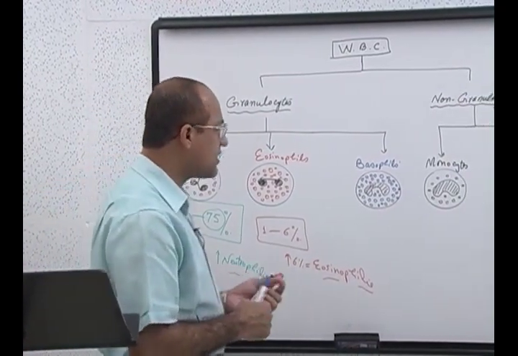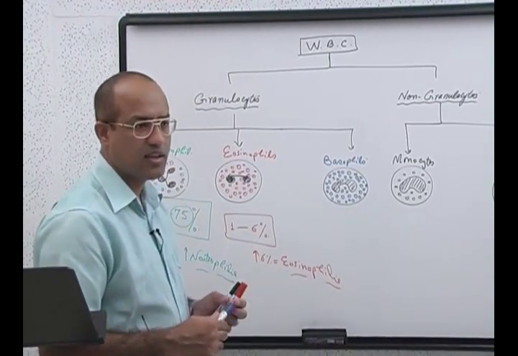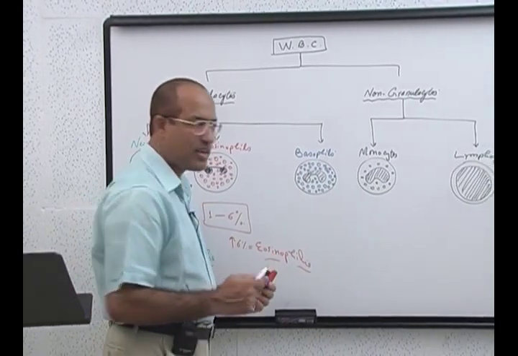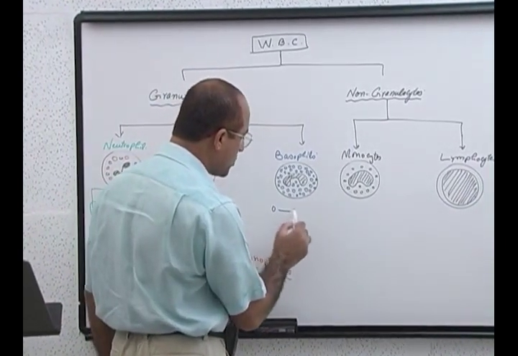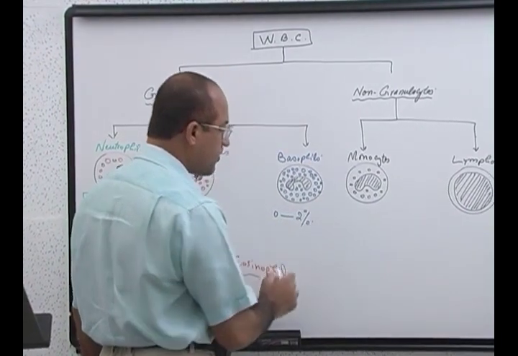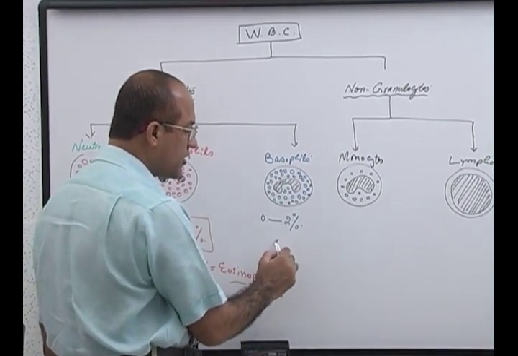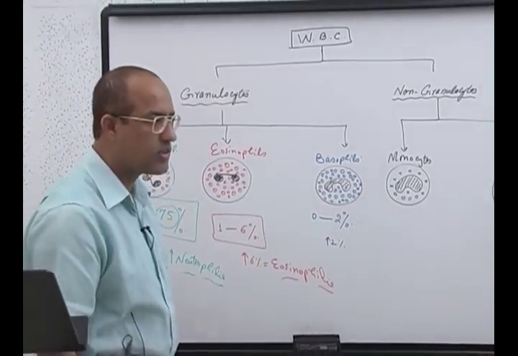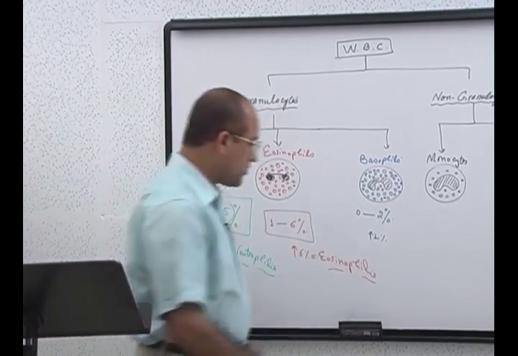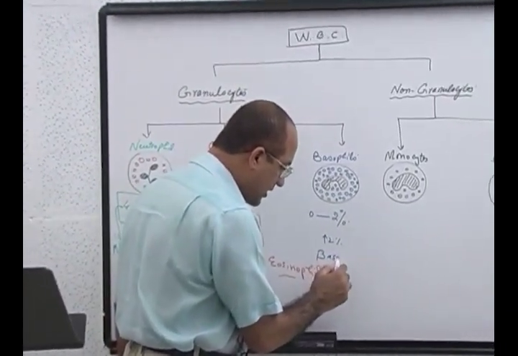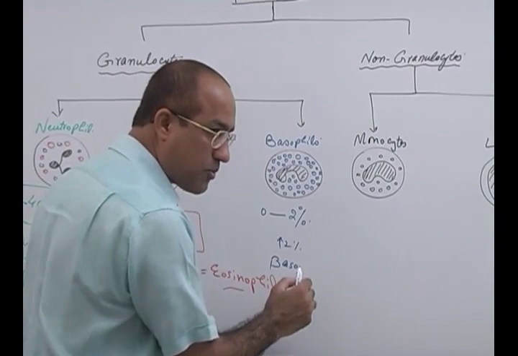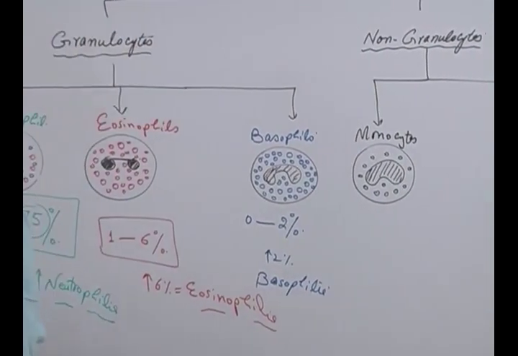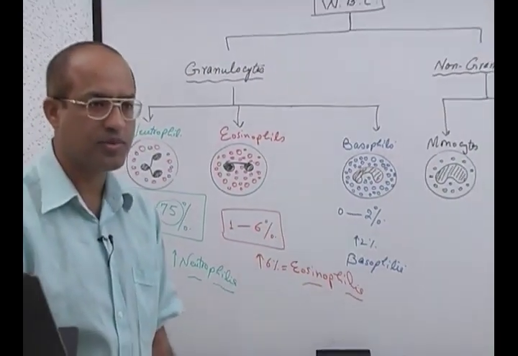Then basophils. Basophils are the least abundant cell in the blood. Sometimes even out of 100 cells, you don't find any basophil. So we say they are usually 0 to 2% in the blood. But if basophils are more than 2% in the blood, the condition is called basophilia. Basophilia is seen especially in allergic reactions, especially type 1 hypersensitivity reactions, the immediate type of hypersensitivity or allergy.